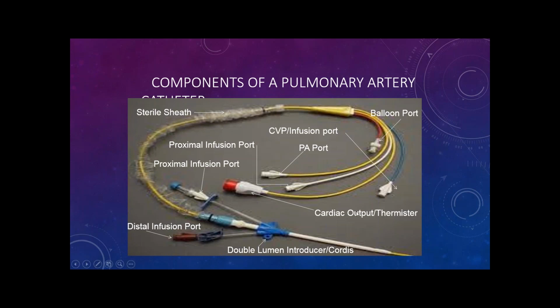Okay? Now, we have the red balloon port. This is where we take that syringe and we inflate the balloon. Okay? The balloon is actually down here. It got cut off.